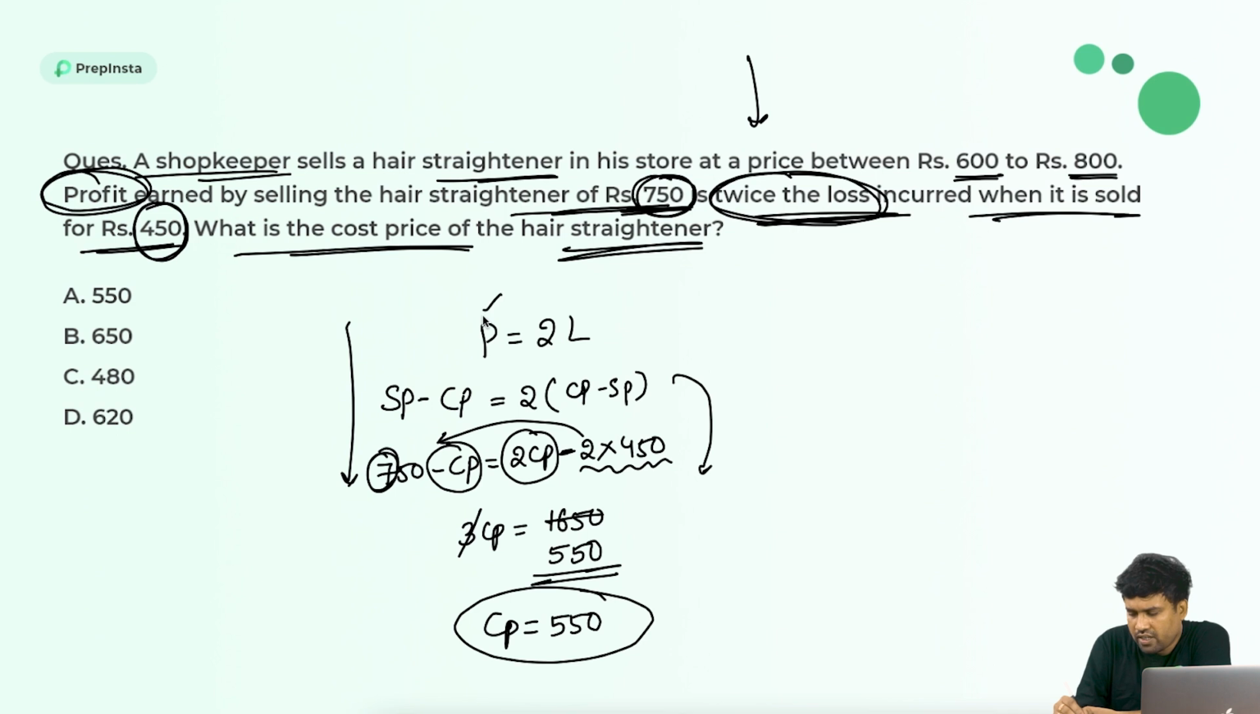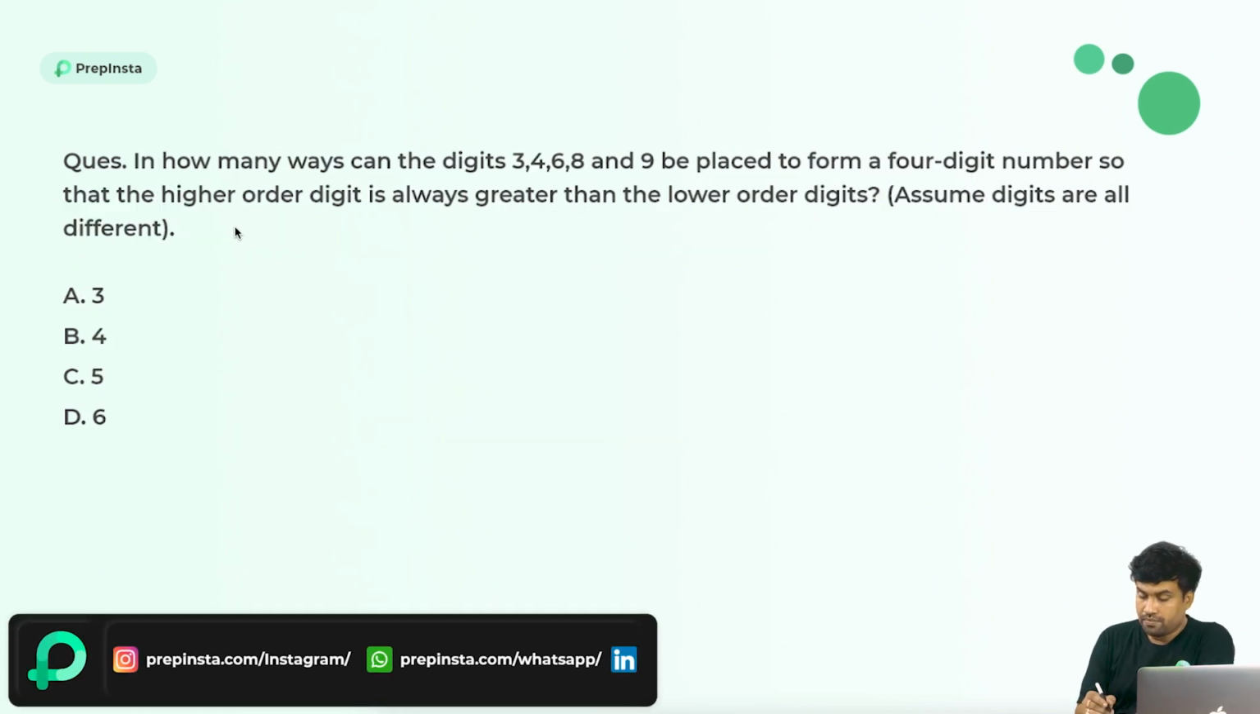See, profit is equal to 2 times loss, they have given. Just we know profit and loss basic thing. It's common sense. It's not even a concept of theory, right? So you got the answer of cost price 550. So option A is correct. So just look into the next question.